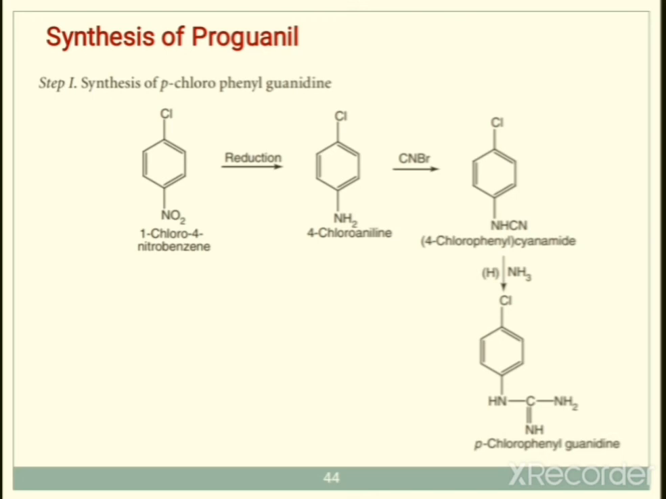The starting material is 1-chloro-4-nitrobenzene. In this, reduction occurs: the nitro group converts into amino, giving 4-chloroaniline. Further, 4-chloroaniline is treated with CNBr, cyanogen bromide, to give 4-chlorophenyl cyanamide, so NH2 is converted into NHCN. Further this is treated with ammonia in the presence of hydrogen and you get parachlorophenyl guanidine. So this is the first step, synthesis of parachlorophenyl guanidine.